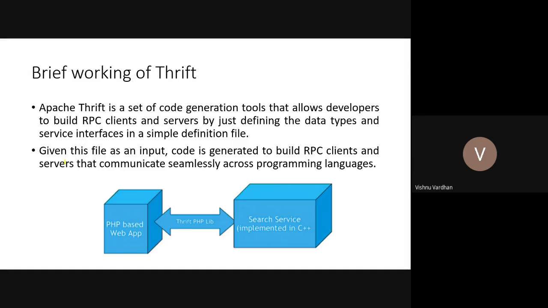So we will see the brief working of Thrift. Apache Thrift is a set of code generation tools that allows developers to build RPC clients and servers by just defining the data types and service interfaces in a simple definition file. So an IDL kind of file we have to develop first of all. What this IDL contains is, you have to first of all define the data types and then define the interfaces in a given file.